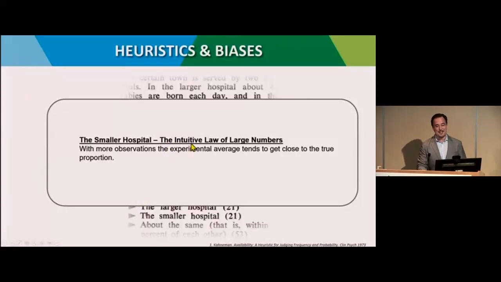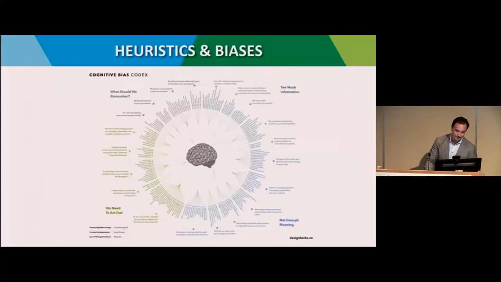And the reason for that is the intuitive law of large numbers. And what that states is the more observations, the more that experiment tends to go to the average and get close to the true proportion. So it's very easy, just in that one small example, to start going down a certain path and then realize there's a different level, or maybe a more nuanced perspective, to look at it.